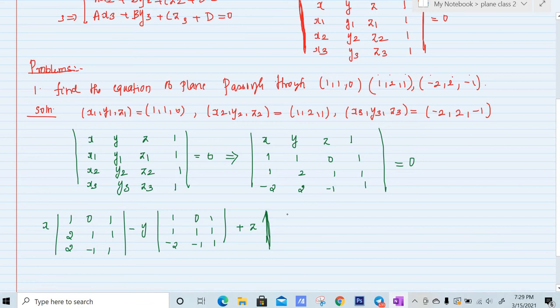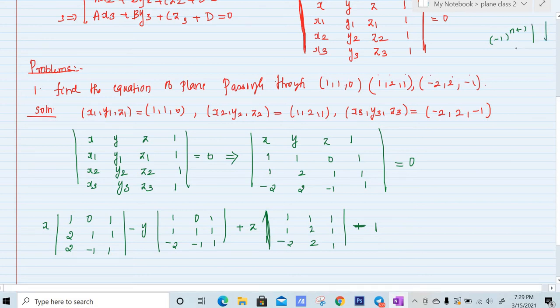Plus z into, this column and this row will get vanished. So we will have 1, 1, minus 2, 1, 2, 2, and we will have 1, 1, 1. Plus, the second, third, fourth term will be minus, right? For every even term, the second term, fourth term, the formula will be minus 1 whole power n plus 1 into the determinant of that term.